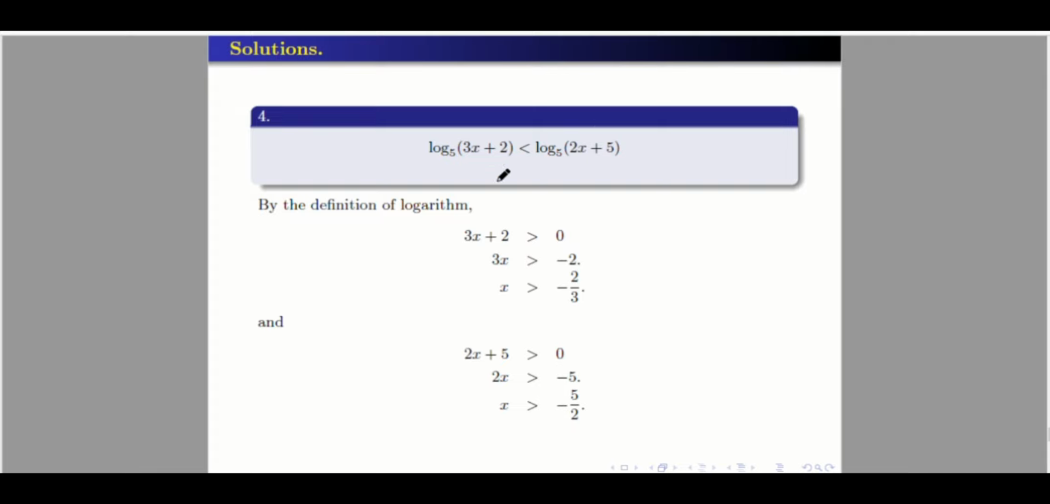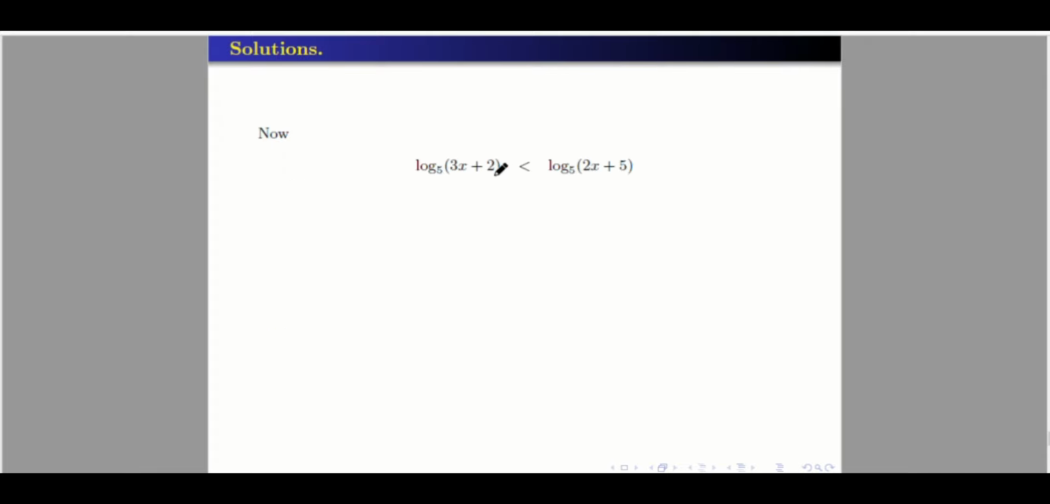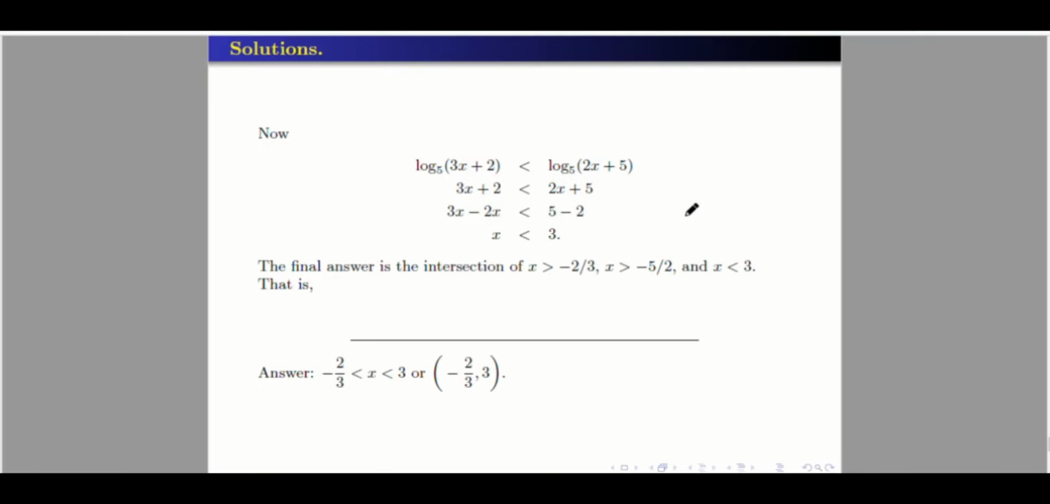Now let's solve for this one. Okay, so by one-to-one property, both of them are log base 5. So this is just equal to 3x plus 2. It's also less than 2x plus 5. So transpose, 2x will become negative 2x, 2 will become negative 2. So x is less than 3. So therefore, we have three intervals. The first one, we have x greater than negative 2/3. We have x greater than negative 5/2 and x less than 3.